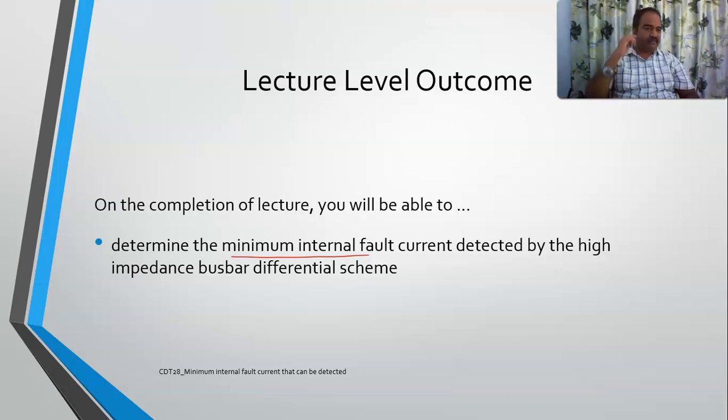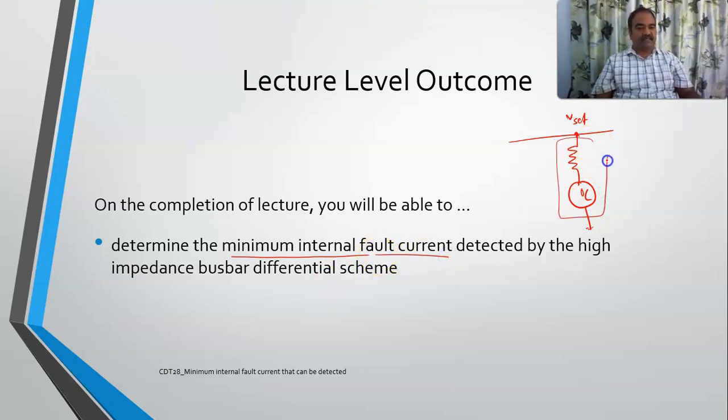There is a problem with placing this high impedance in the circuit. Because of the presence of this high impedance, there may be a chance that the current flowing in the circuit is less than the actual value, which may not give an alarm for internal faults also. So in today's class, we will see what is the minimum internal fault current which can be detected by this high impedance differential scheme.